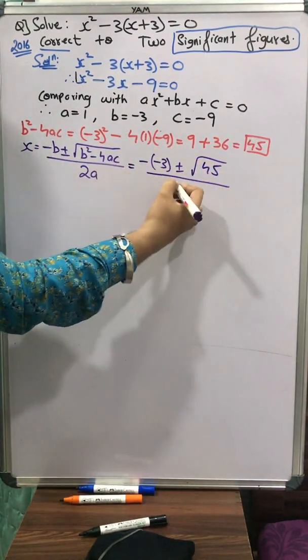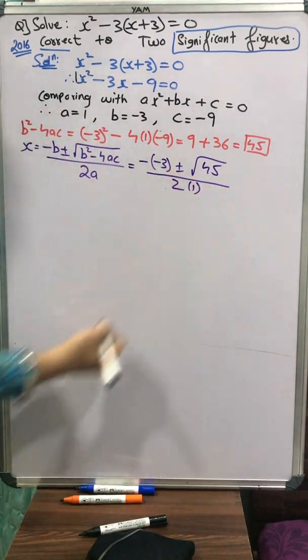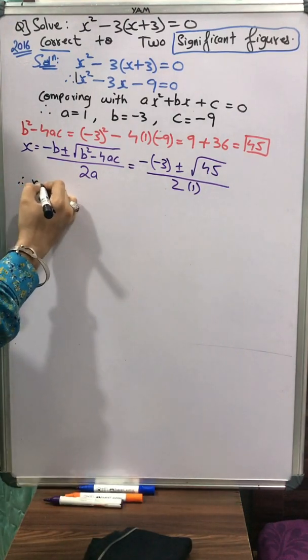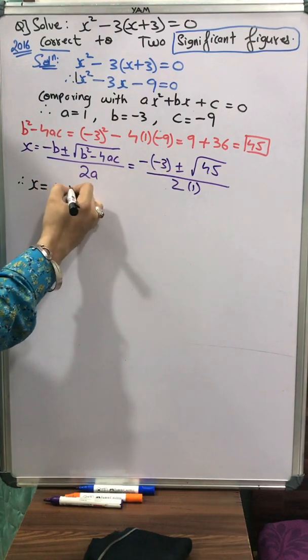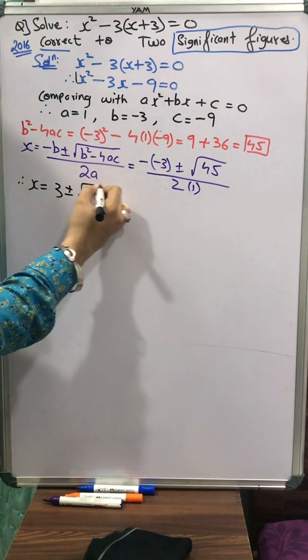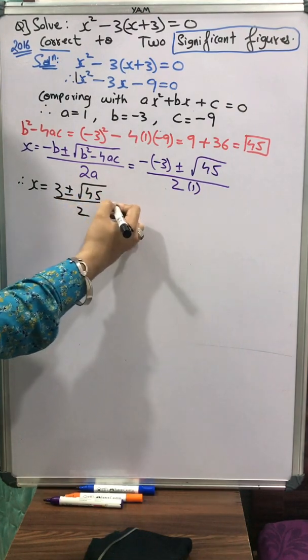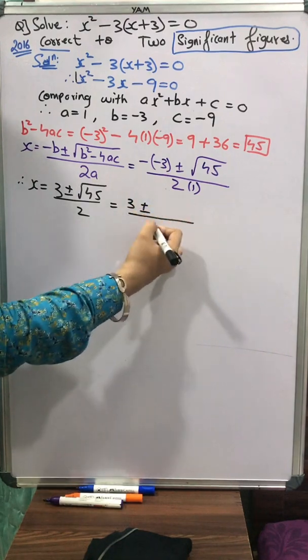The whole upon 2a. So 2 as it is 2. What's the value of a? A's value is 1. Okay. Now, therefore, x will be what? Minus into minus becomes plus. So it becomes plus 3 plus minus as it is root of 45. I'll write as it is, and 2 ones is 2. Okay. So now I'll write 3 as it is, plus minus as it is, the whole upon 2.